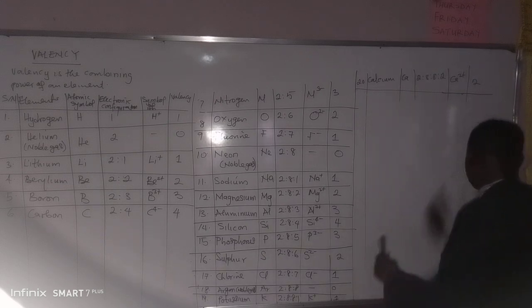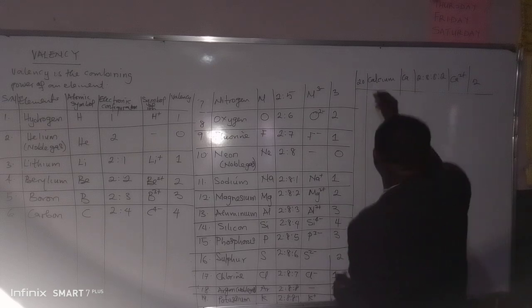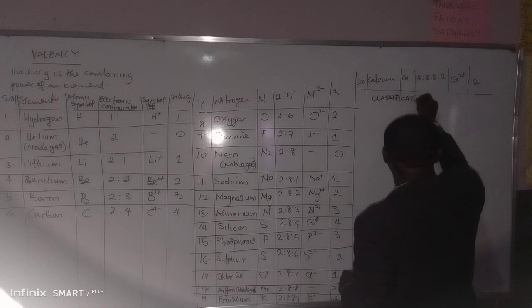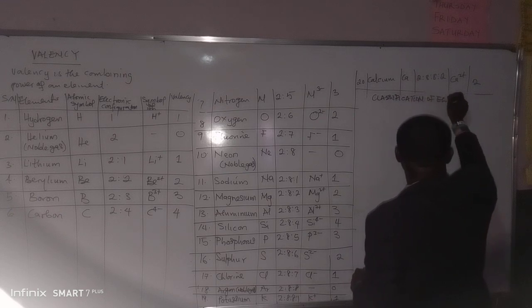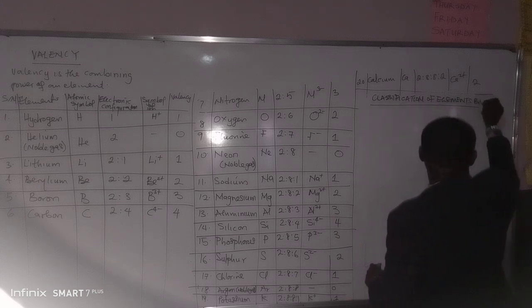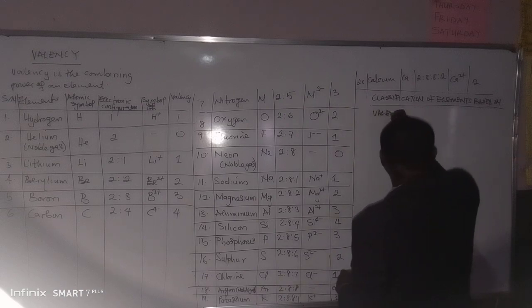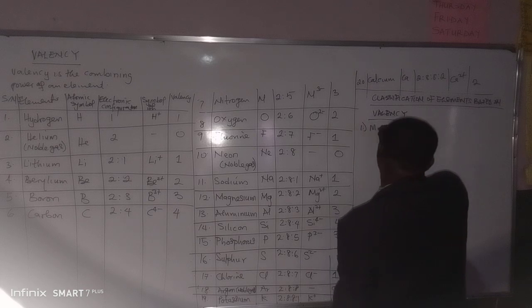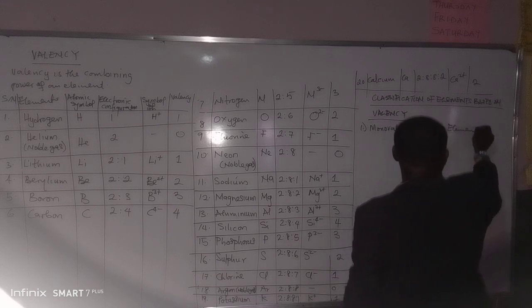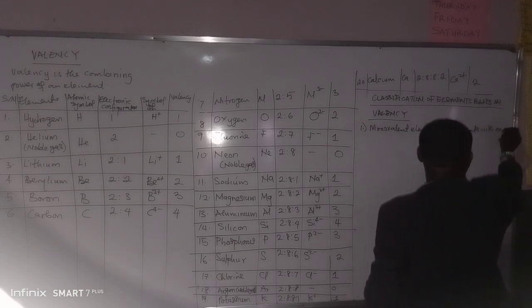Classification of elements based on valency. Elements are classified based on valency into monovalent elements. What are monovalent elements? These are elements with one valency.